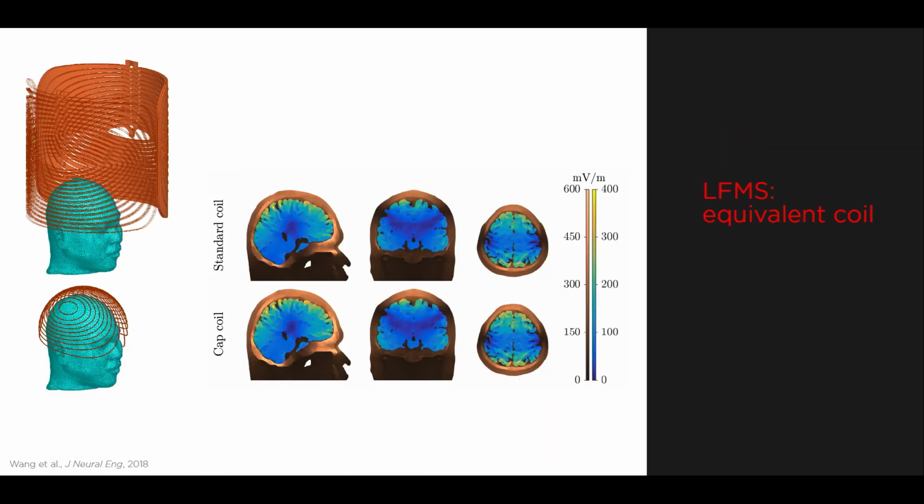And so in this study, we also sought to design a more portable version of this LFMS coil. So you can see the novel design of what's called a cap coil, which resembles a helmet that produces a similar electric field in the brain while being more energy efficient because the coil elements are closer to the head. In other words, you're not wasting energy stimulating the air above the head.